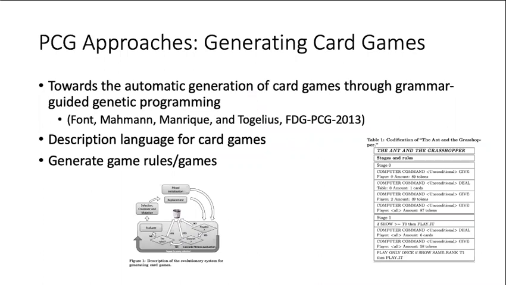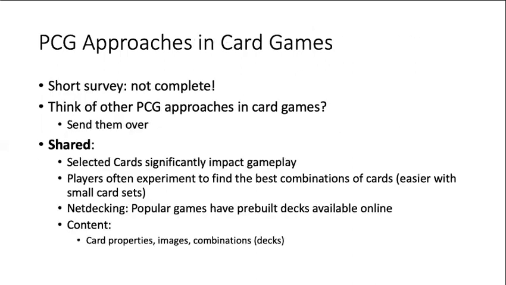And the title is that first line up top, towards the automatic generation, etc. What they were doing is using evolution to evolve game rules, and really the games themselves. On the right-hand side, you have the ant and the grasshopper, and this is a generated game. And on the left-hand side in the middle, you have the evolutionary process that this system was creating to generate these types of games. And so like I said before, it's not complete. If you think of other PCG approaches and card games that are worth mentioning, please send them my way.